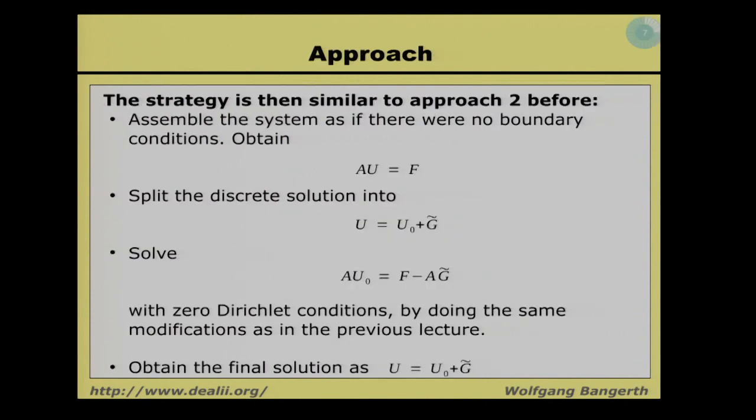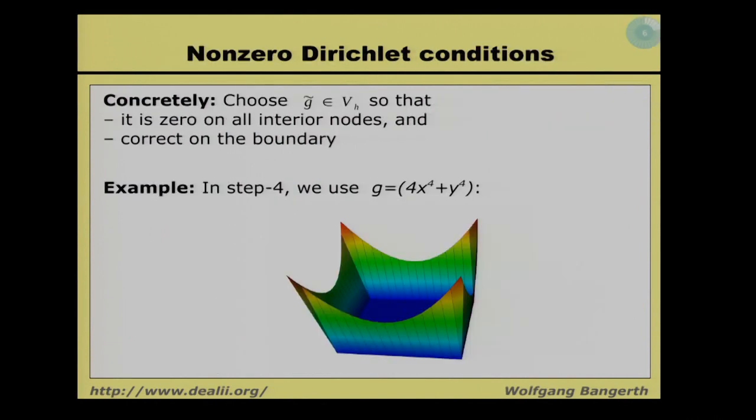Namely, when you assemble a linear system that corresponds to this, I would like to have AU equals F, of course, but I need to deal with boundary conditions. So this AU equals F assumes that I don't have any boundary conditions. I split the solution U equals U0 plus G tilde. So U0 is going to be the nodal values of my solution U0 that has 0 boundary values, plus capital G tilde. Capital G tilde is the vector of nodal values of this function here, of the little g tilde.